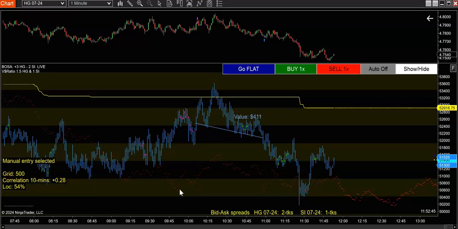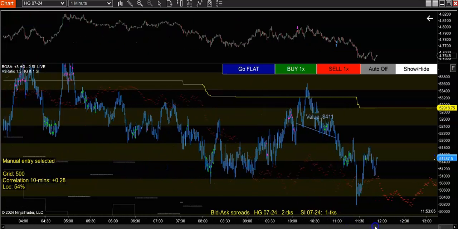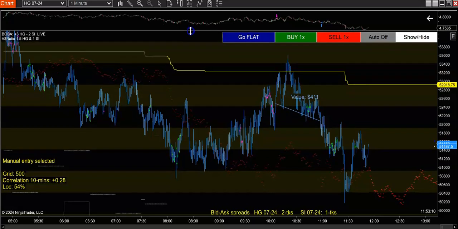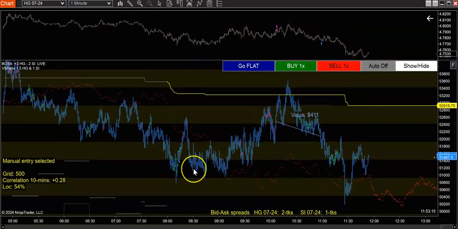The blue price bars are the equity difference between three copper contracts long and two silver contracts short. So this is how price would move every minute of the day if you were both long three coppers and short two silvers. And this is a spread chart. The top price bars are just the copper contract, and I don't have silver displayed here.